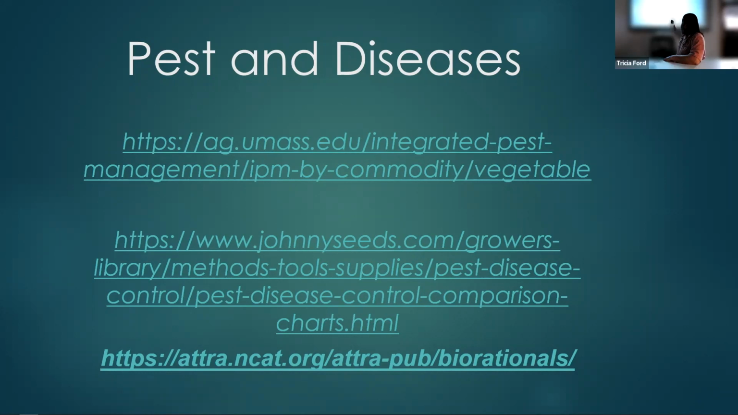If you go onto the Johnny's Selected Seeds website and go to this link, you go right to that chart. They're going to tell you what products they sell, of course, but you can also get the general idea. Like if you're going to use spinosad to get rid of Colorado potato beetle larvae, you can look at other companies that sell spinosad, maybe a little cheaper than Johnny's. Or at your local nursery, you can say, I'm looking for a spinosad-based pesticide.